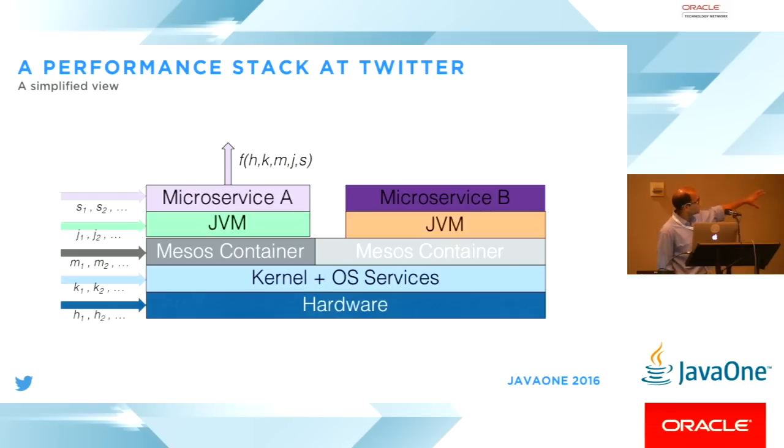Now if you look at the performance of one instance of this microservice, it could be influenced by hardware, the kernel, the Mesos container, characteristics of the Mesos container and how it's tuned, the JVM, the size of the JVM, the parameter settings of the JVM, and finally the parameter settings of the microservice. So the tuning problem here, in order to optimize the microservice, would consist of tuning many of these layers. So there are multiple parameters that feed into the performance that the service gives you.